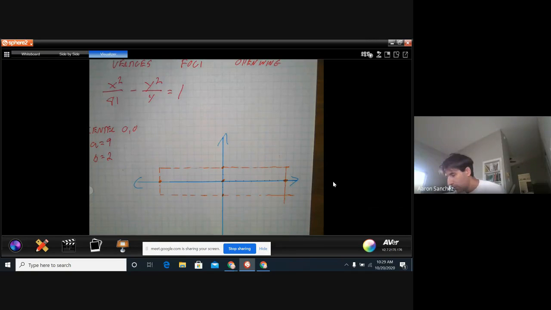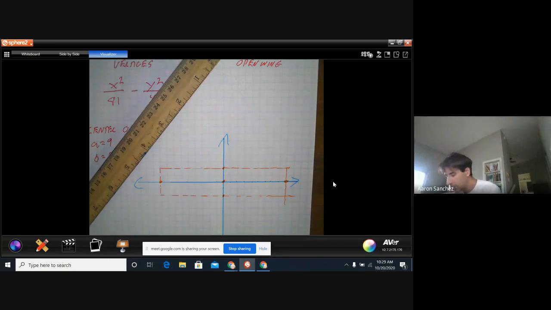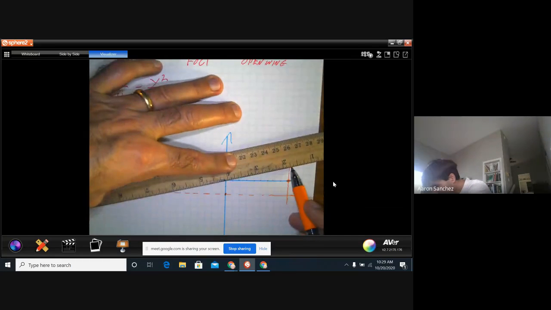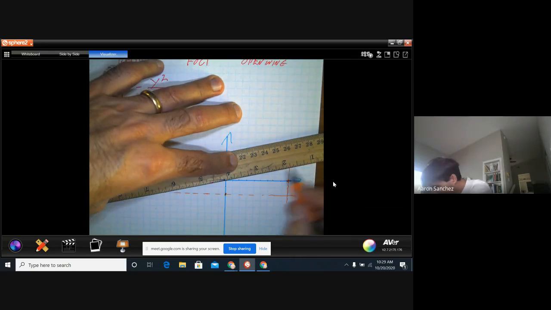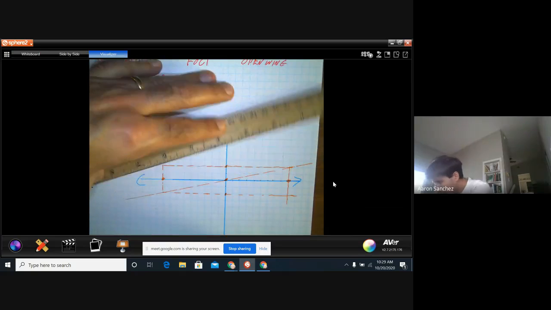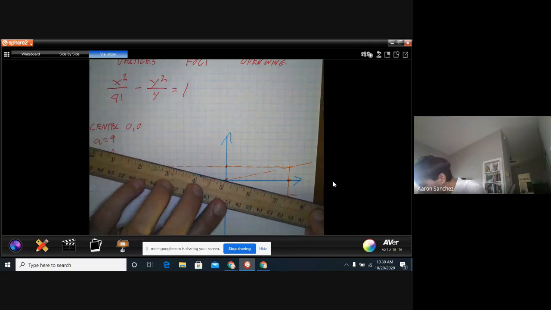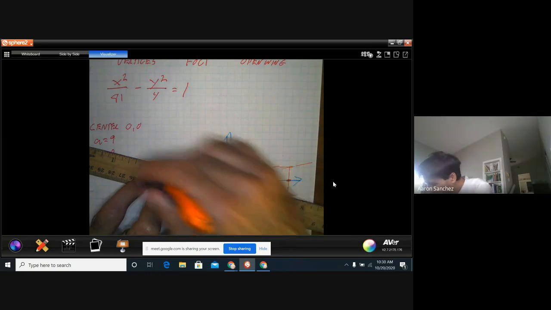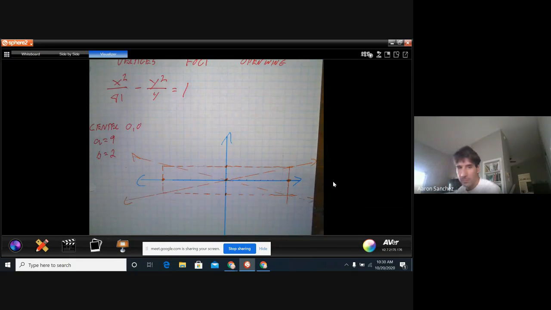Okay, now for our hyperbola, let's draw our asymptotes. You take your straight edge and connect the corners of the box, this corner to this corner. These are going to be your asymptotes. Make them dashes. Then you connect this corner to that corner, and the center can go right through it too. Oh, that was way off. That's okay. Do your little arrows.